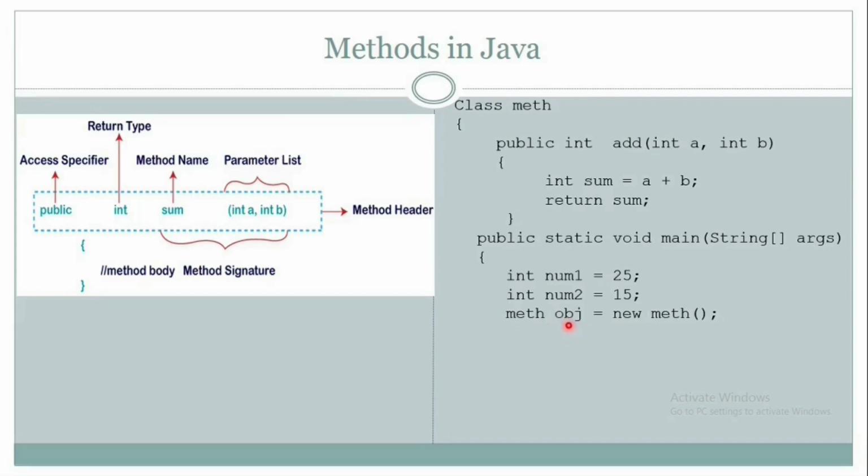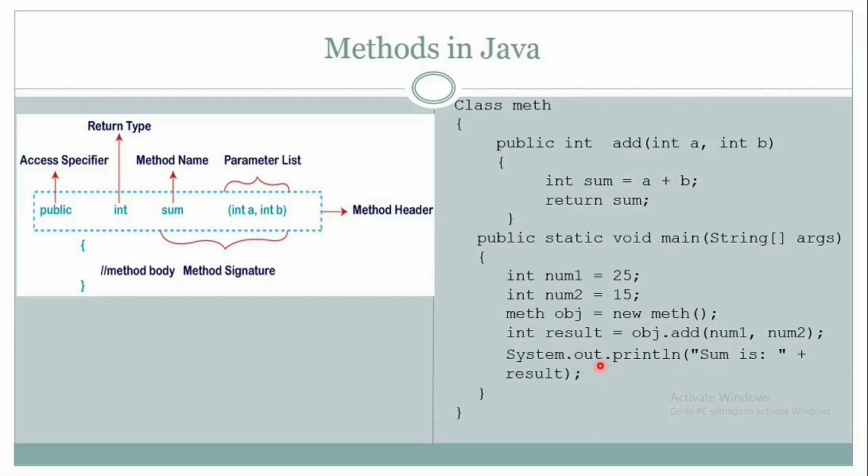Now how can I call this method? Whenever an object is created, memory will be allocated to it. Now how can I call this method add? That is using object.add. Here are the two actual parameters. num1 holds the value 25, num2 holds the value 15. This is like a function call. It will call this particular method and return the value, that is the addition of 25 plus 15, which is 40. The value 40 will be written to result. Then finally I'm going to print the value of the result, that is "sum is equal to" plus result, and the final output is sum is 40.